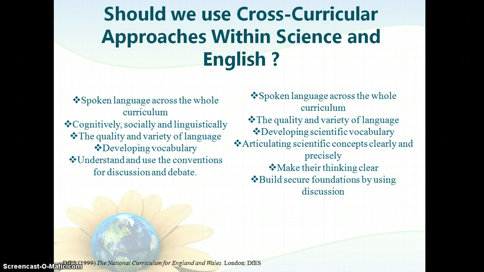Some of the cross-curricular aspects of science and English are making predictions, describing things that have happened, learning new vocabulary and recording ideas. However, when using a cross-curricular approach to science and English education, we must ensure to cover English skills thoroughly and not allow the science aspect to overtake that of the English.